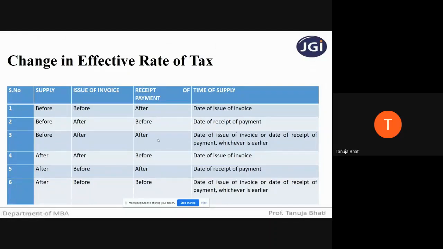Is it clear, students? Yes, students? Students, is the concept of change in effective rate of tax clear to you all? Yes, students? Yes, ma'am.